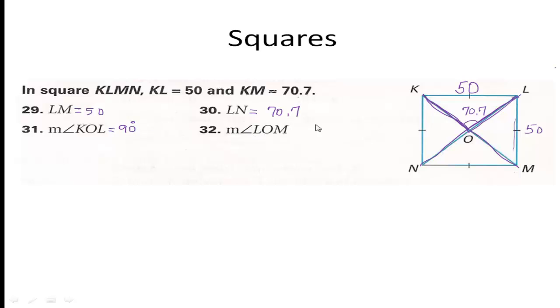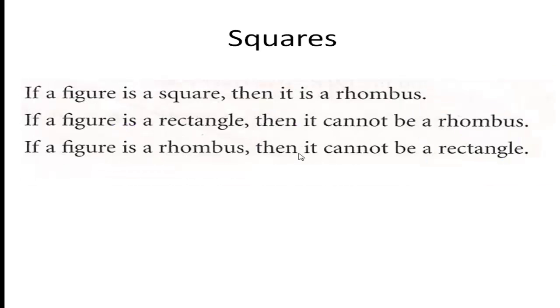And the measure of angle LOM, that's this angle here. Sorry about that. LOM, this angle here. And again, that angle is 90 degrees because the diagonals are perpendicular. Okay? Next example. Here's a little true or false. If a figure is a square, then it is a rhombus. True or false? This is true.